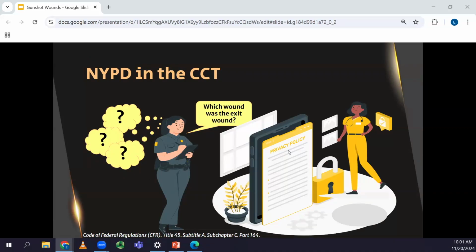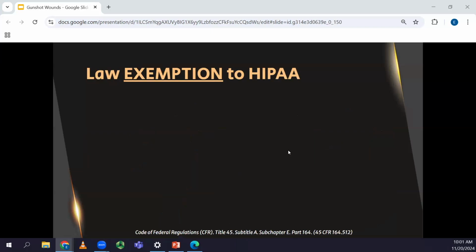A lot of times when we get faced with these questions, it's always a question of HIPAA, right? Are we violating the patient's rights by providing certain information? Well, there are certain exceptions to HIPAA, specifically when it comes to law enforcement. And I'm going to talk very quickly about some of those today.